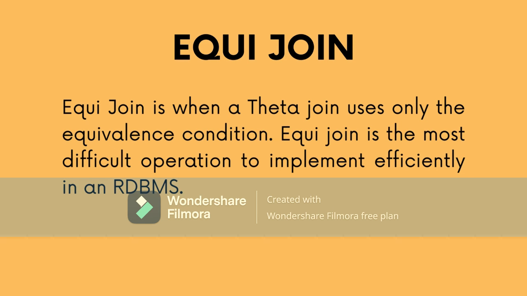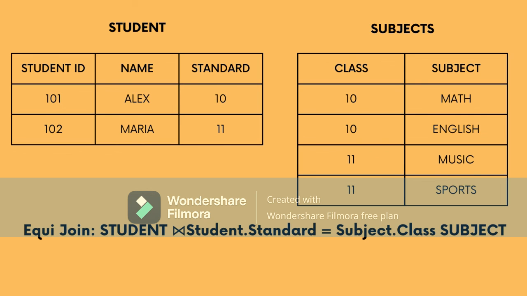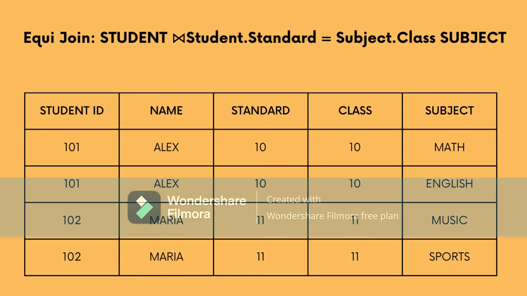Equijoin is when theta join uses only the equivalence condition. It is the most difficult operation to implement efficiently in an RDBMS. Consider the two tables student and subjects. Here, when equijoin is applied, we get four records in the resulting table. Hence, equijoin can be considered as a special case of theta join.